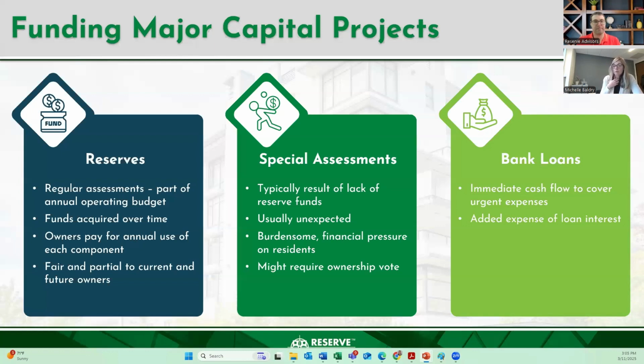Obviously, funding capital projects through adequate reserves is the most practical, right? It's cost effective and a fair approach. Essentially, by funding the reserve account, owners are paying for their fair share. So if they're utilizing the private streets or maybe the elevators at a high rise or mid rise, or utilizing that great pool, they're paying for their use and the eventual replacement of those components.